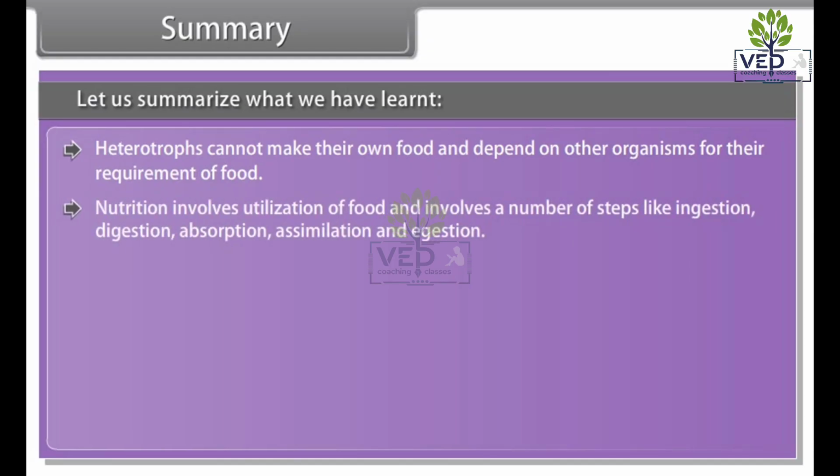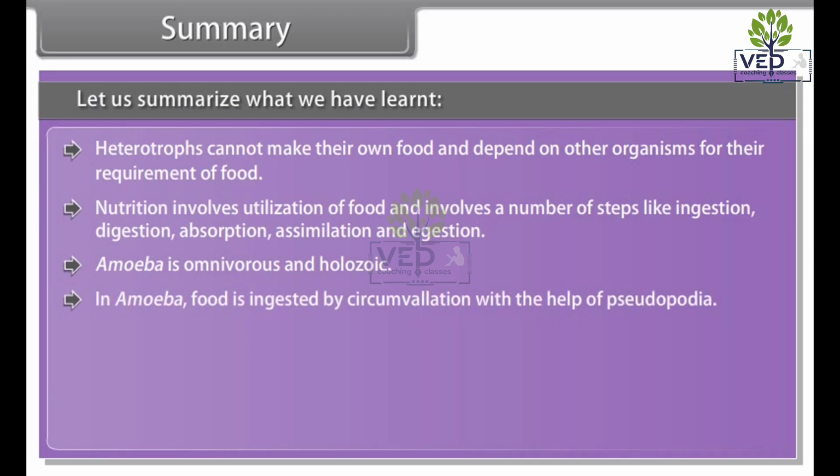Nutrition involves utilization of food and involves a number of steps like ingestion, digestion, absorption, assimilation, and egestion. Amoeba is omnivorous and holozoic. In amoeba, food is ingested by circumvallation with the help of pseudopodia. In amoeba, digestion is intracellular and occurs in the food vacuole.